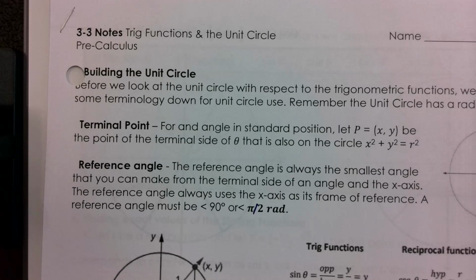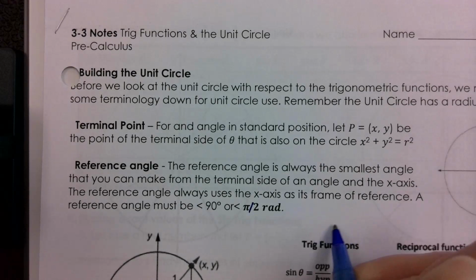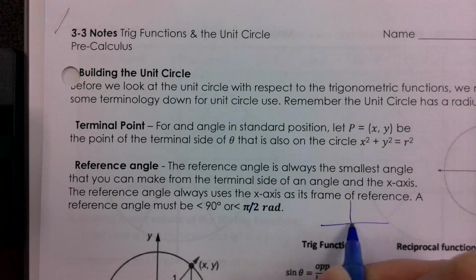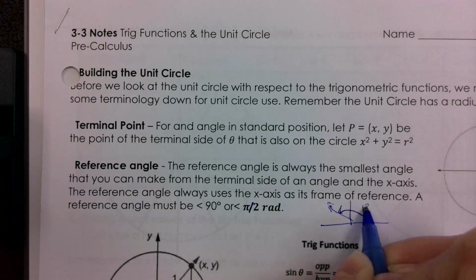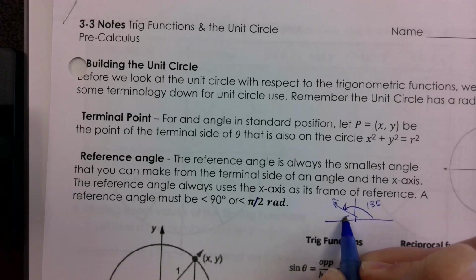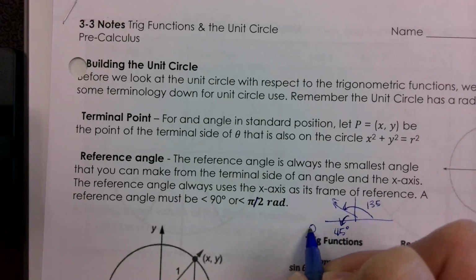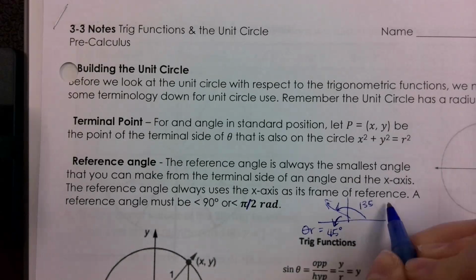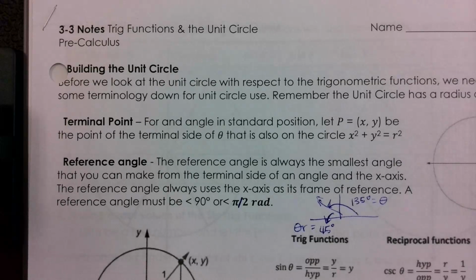So if we had an angle that was bigger than 90 degrees, so let's say that we had 135 degrees as our angle. So we went around 135 degrees. Your reference angle would have to be that smaller angle right here of 45 degrees. So that's what that means. Even though theta was 135, your reference angle would have to be 45. So that's that.